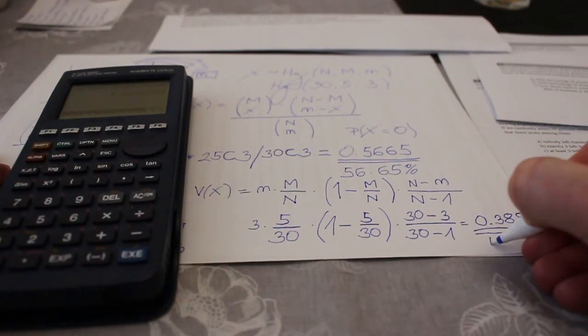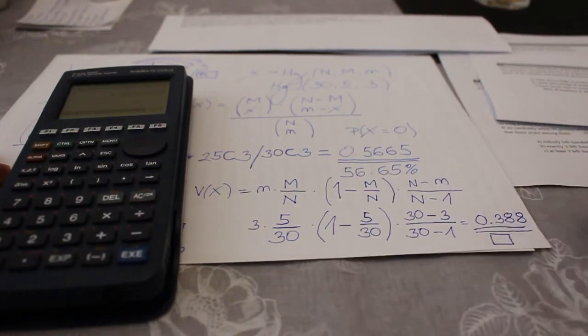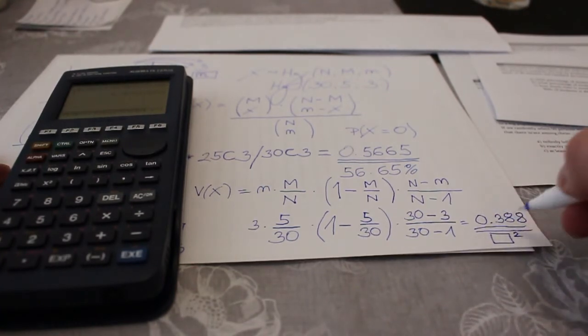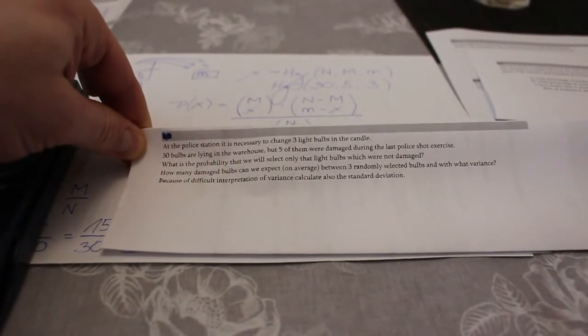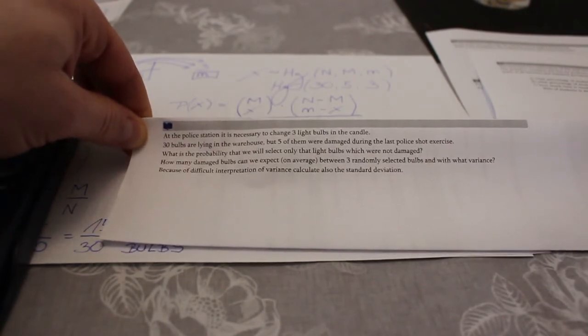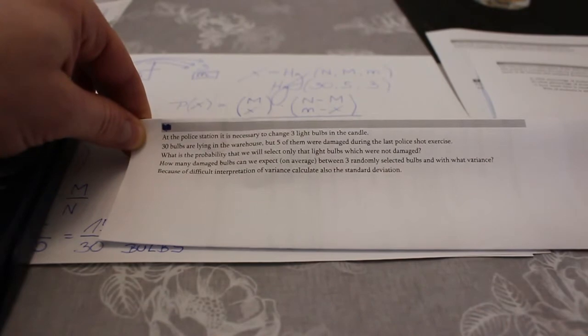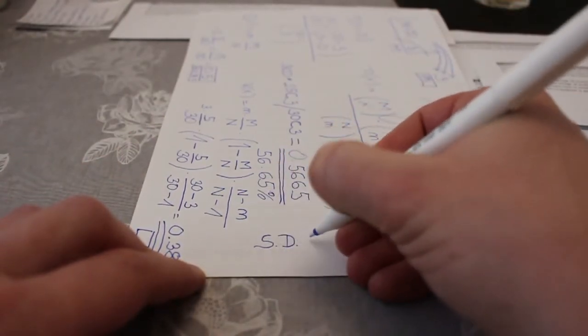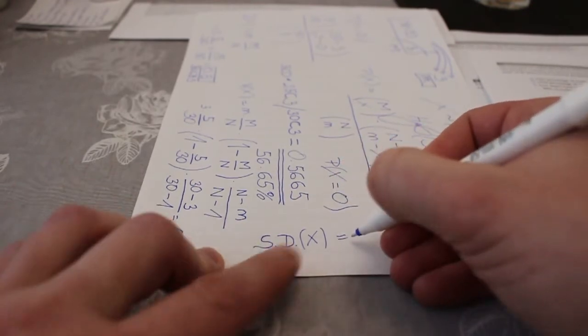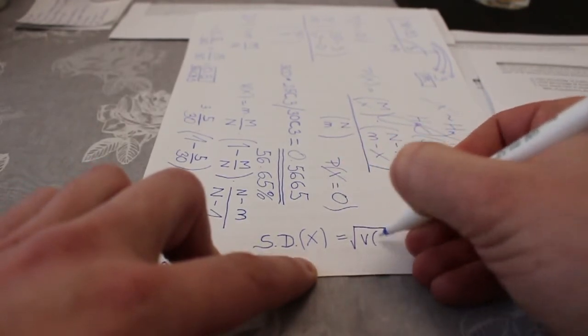But you know that this variance is in squared units, so I am not able to interpret this result because I don't know what a squared light bulb is. So because of the difficult interpretation of variance, calculate also the standard deviation. We know that the standard deviation of random variable X is calculated as the square root of the variance Vx.